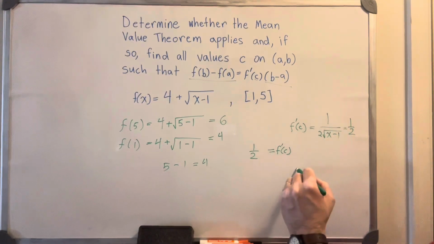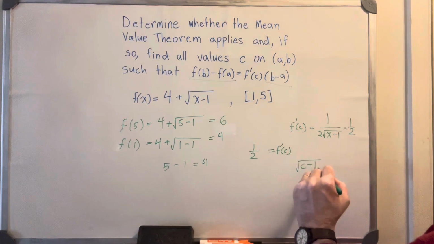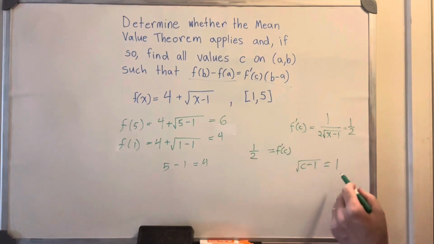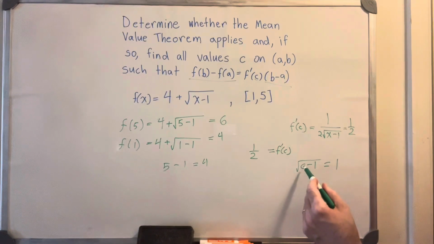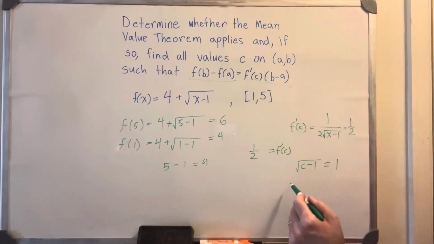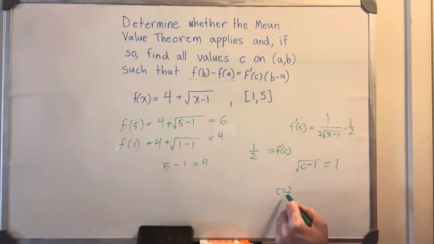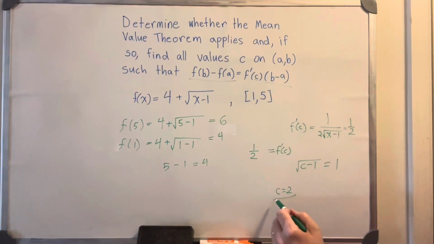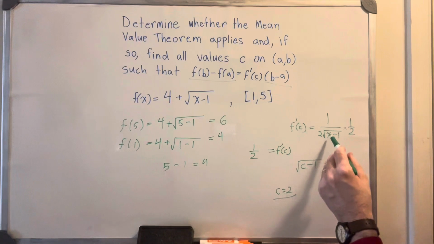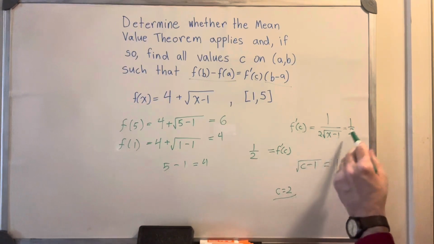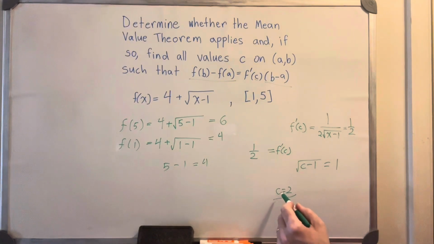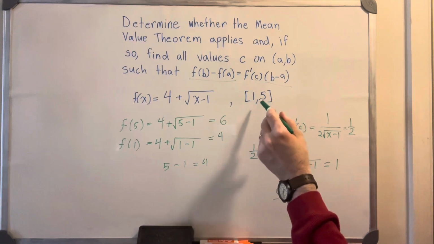Well, here's the 1/2. What makes this equal to 1? Pretty easy. We make c equal to 2. 2 minus 1 is 1. Square root of 1 is 1. Are there any other values that make this equal to 1/2? No. So this is on the closed interval between 1 and 5.